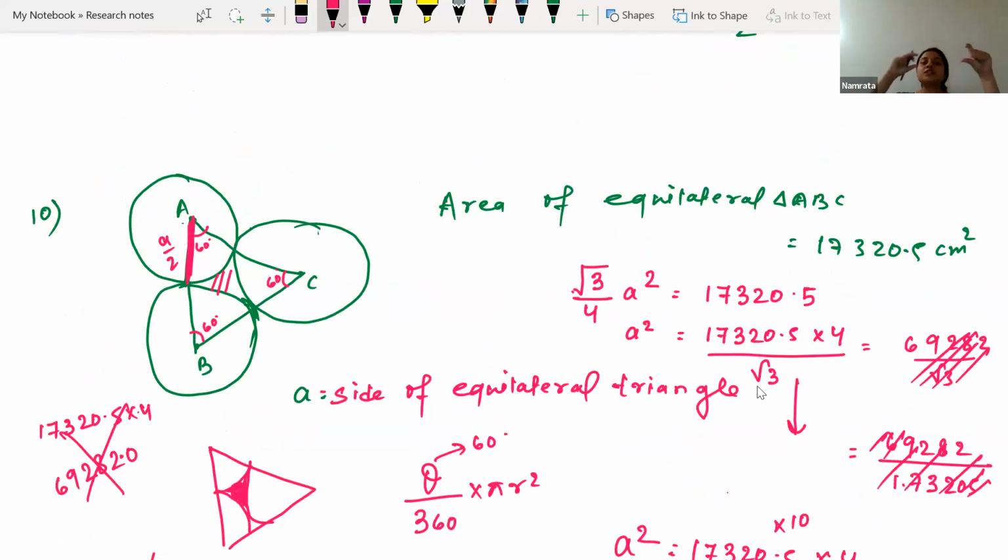And we are having 3 sectors. So whatever you get as the area of one sector, you have to multiply it by 3 to take all 3 sectors into consideration, and then subtract that from the total area of the equilateral triangle. Is it clear to both of you? Yes, ma'am. Let's move to the next one.